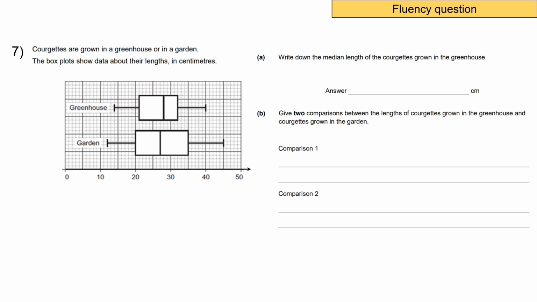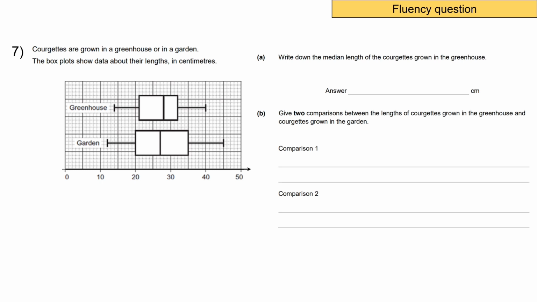Well, nationally, students struggle with writing comparisons for this type of information, because when it comes to maths, we're just thinking, oh, we're just going to be doing some mathematical calculations and we don't really need to make any comments. The first question is going to be quite straightforward. Everyone should be able to just find out what the median is, but the second question is something that we're struggling with, so I'm just going to go through it with you step by step. So the first question is asking, write down the median length of the courgettes grown in the greenhouse.